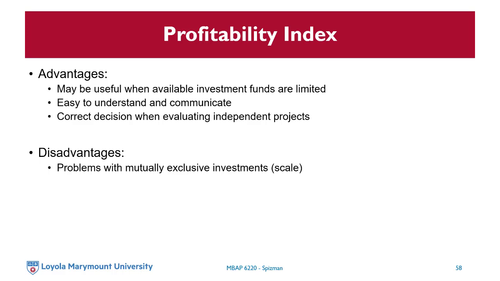The key disadvantage is the problem with mutually exclusive investments exists again because the profitability index normalizes around 1, and so you're ignoring the scale of the project again, and so that can be a little bit problematic when it comes to evaluating mutually exclusive projects. So these are the two other criteria, and like I said, our main focus will be on NPV, IRR, and payback. And I would say specifically, we focus really on NPV and IRR.